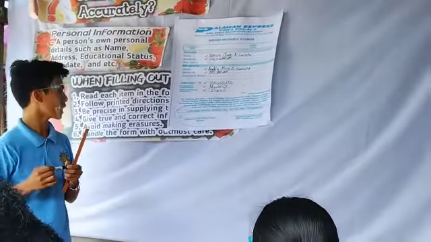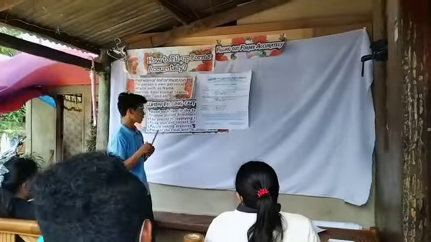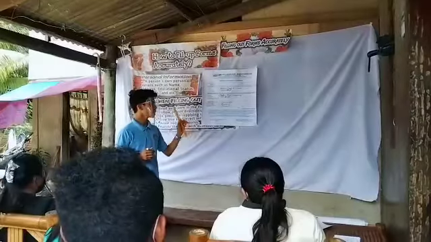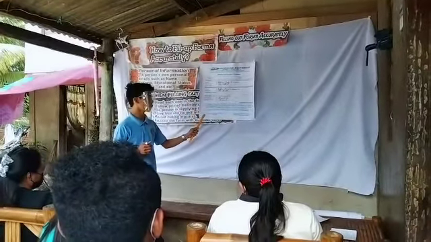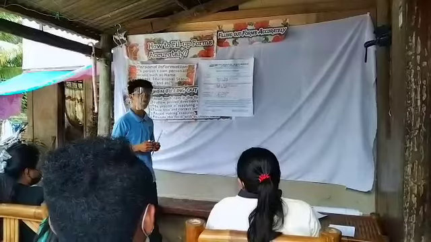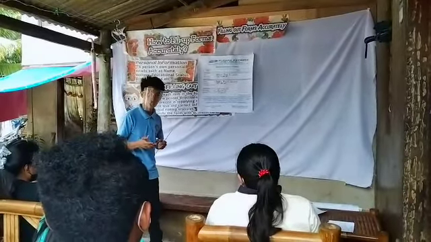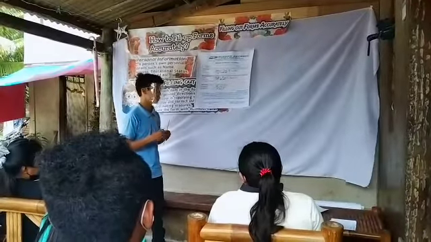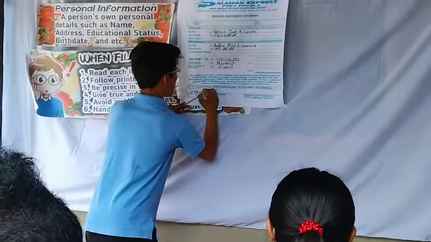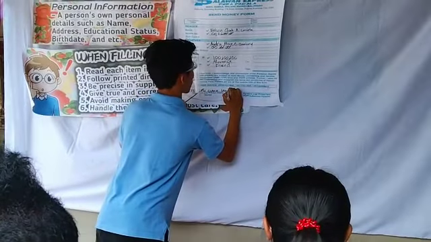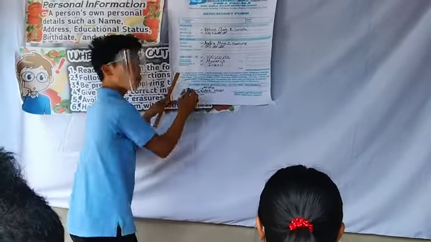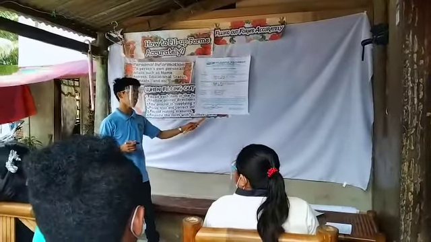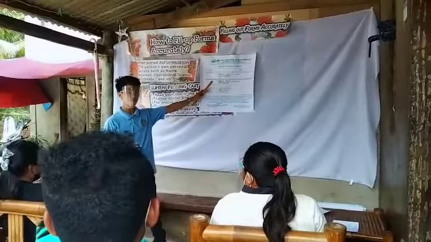Signature over printed name. When we say signature, that is your sign, and over your name. When signing, when signature over printed name, your name must be printed in caps lock, or all of the letters are capital letters. So here, to my name. That's it. Signature over printed name. Remember that. So, is that clear? Yes, sir.